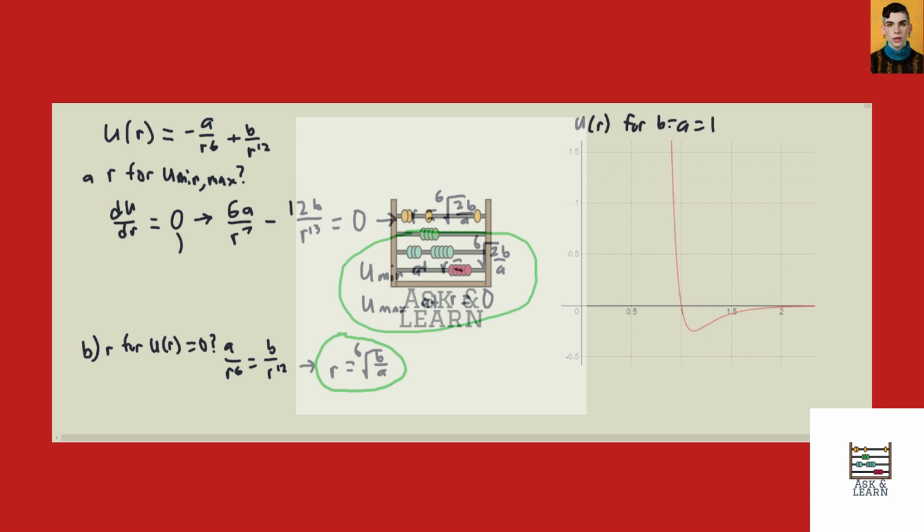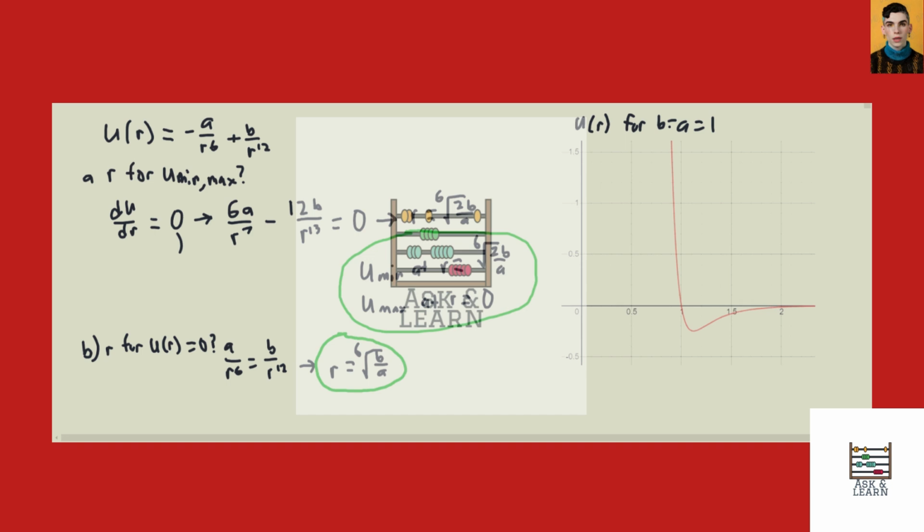Okay, and part C asks us to plot the graph. So let's just take a look at this graph. We'll see that it has a horizontal asymptote at u equal to 0. So as our separation increases, our potential energy approaches 0. And so it has that local minimum, and also global minimum, at R equal to that 6th root.